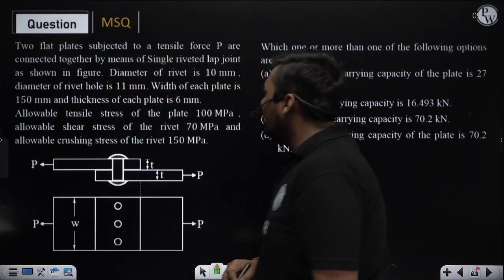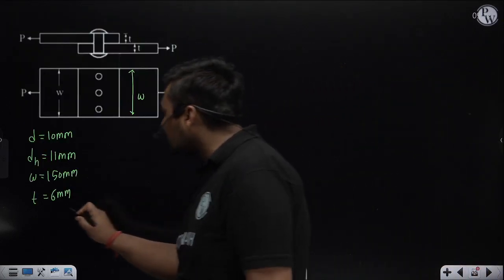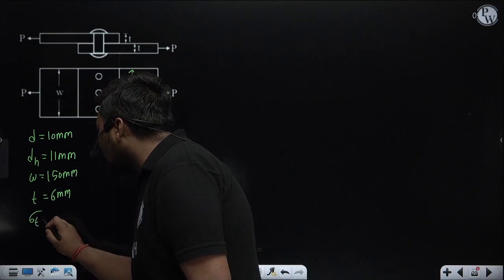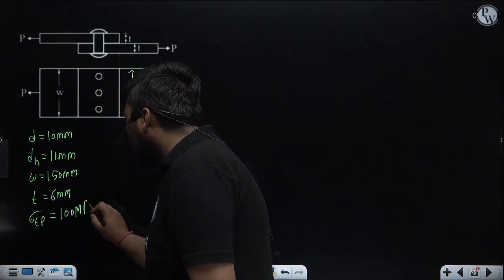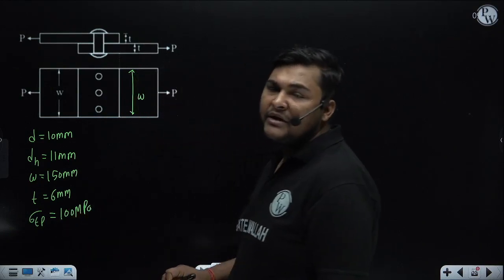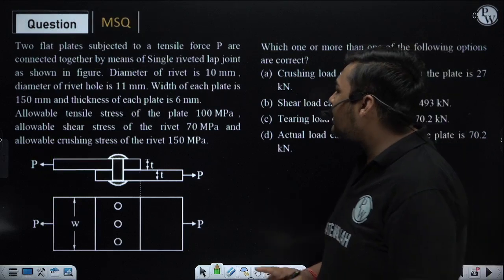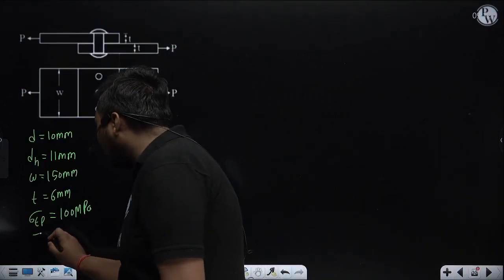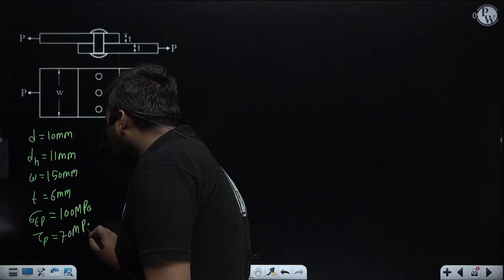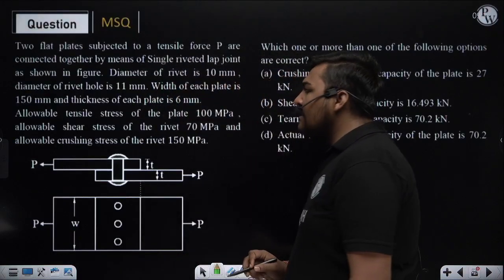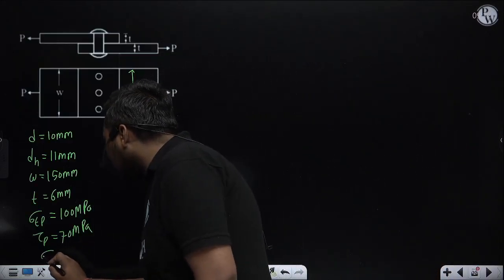Okay. Now the allowable tensile stress of the plate is 100 megapascal, that is sigma tp. We will use this parameter to find the tearing load carrying capacity of the plate. Similarly, the allowable shear stress of the rivet is given, that is tau p, which is 70 MPa. And the allowable crushing stress of the rivet is given, that is sigma cp, which is 150 MPa.